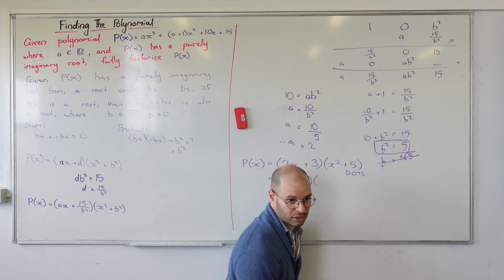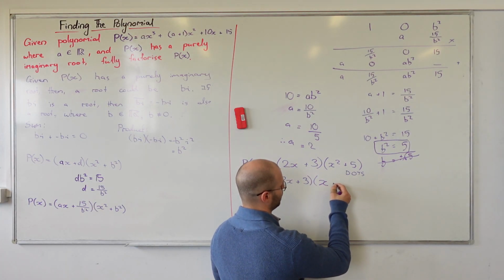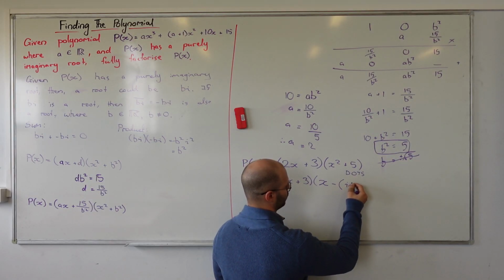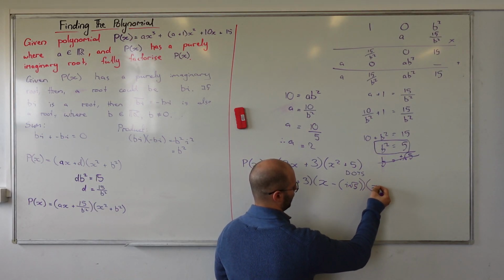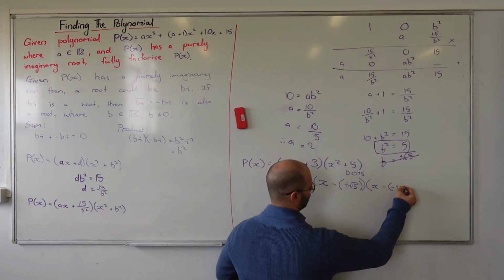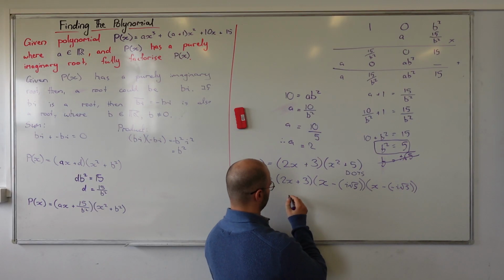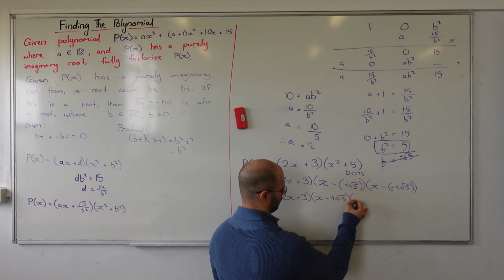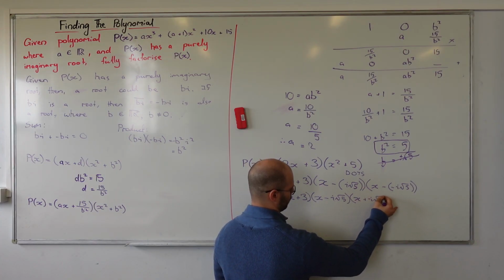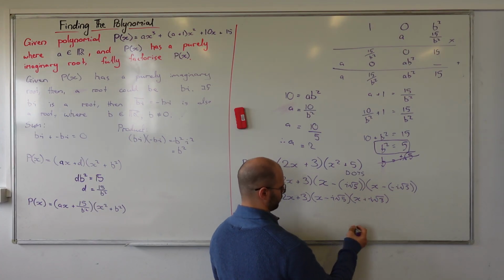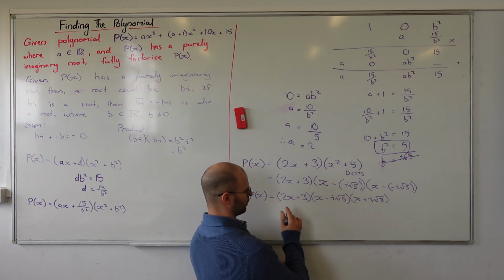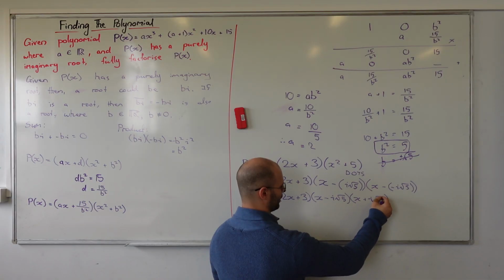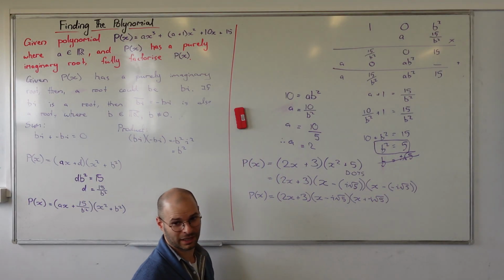Now we have a difference of squares situation. How do we factorize it? A squared take b squared. x take i root 5, x take negative i root 5. Are we okay with that?